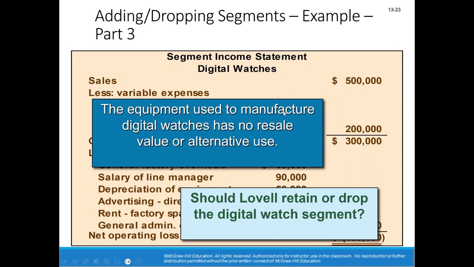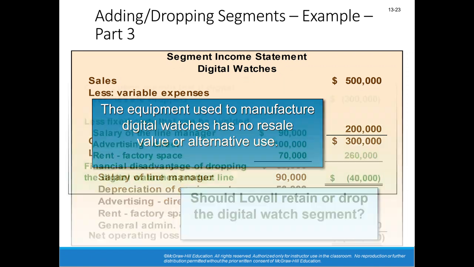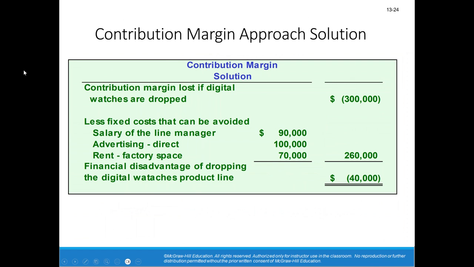The equipment used to manufacture digital watches has no resale value or alternative use. So it's a sunk cost. And basically, we're depreciating that. However, since we've already purchased the equipment, we're going to look at this on a cash basis. We will continue to have the depreciation expense. However, it's a non-cash expense. So we're not going to factor that in. So we would lose $300,000 of contribution margin.